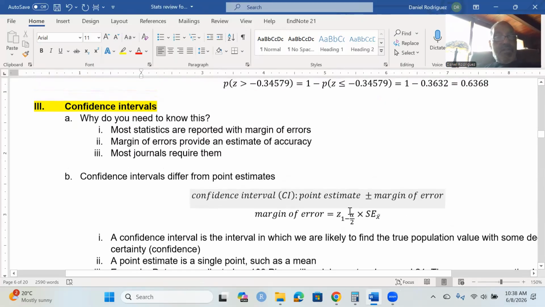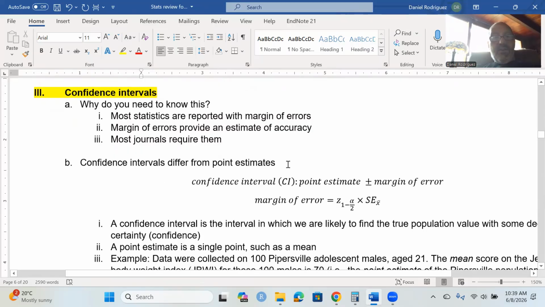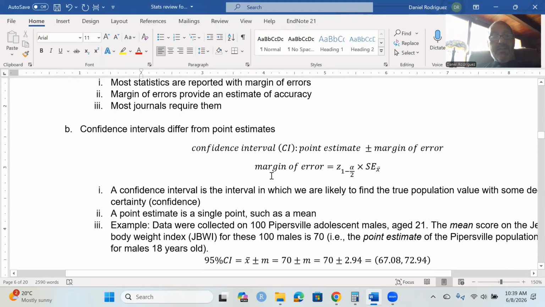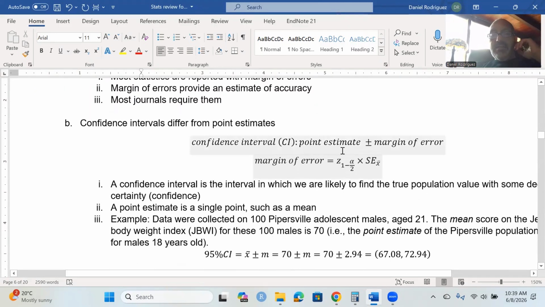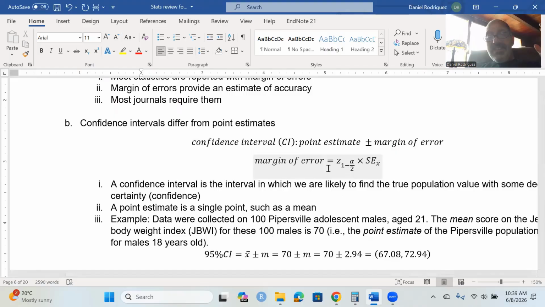And confidence intervals. Why do you need to know this? Most statistics are reported with margins of error. Margins of error provide an estimate of accuracy, and most journals require them. Somebody had asked about this, but here's an interesting thing about the margin of error. Basically, we use the margin of error to create our own empirical rule for our particular sample, right? With its particular mean.